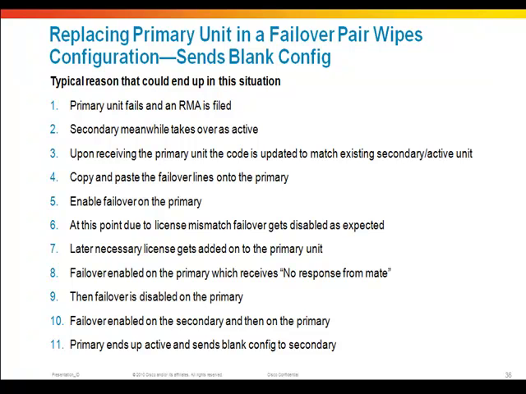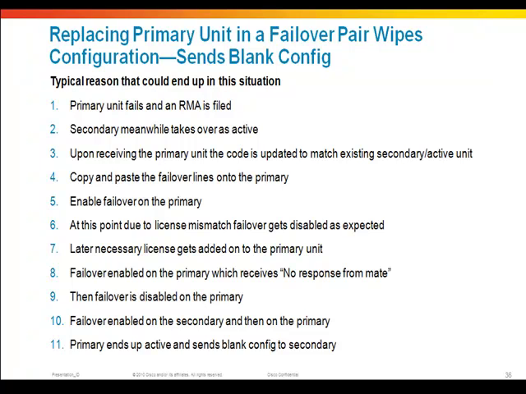Later, they reach out to Cisco licensing, get the proper licensing added onto the primary unit, and then they enable failover on the primary unit. Now, what they don't recall is that failover was disabled due to licensing mismatch earlier on. So this primary unit says no response from mate. So the failover manually gets disabled. So they disable failover saying, oh my God, I forgot to enable failover on the secondary.